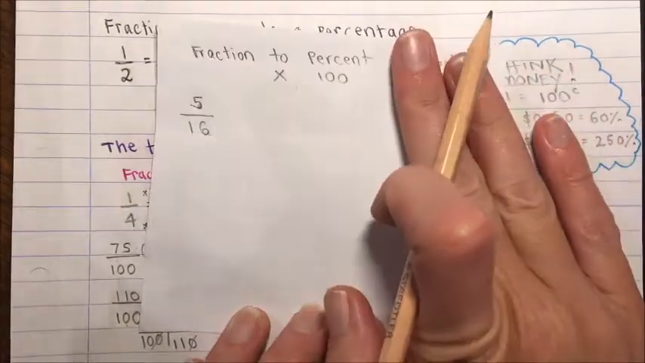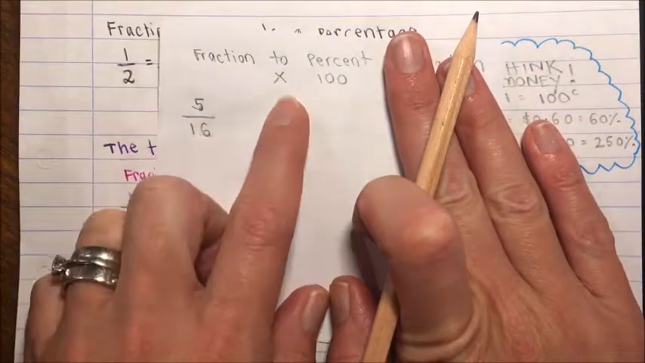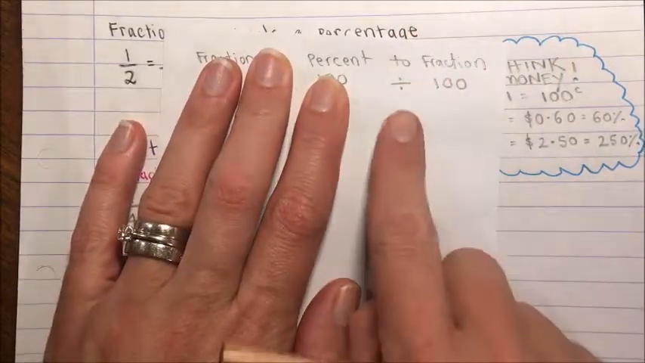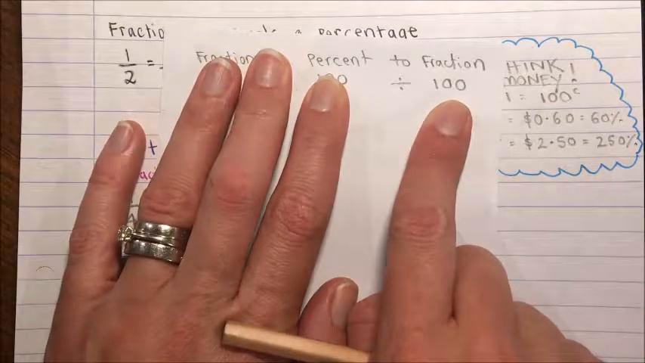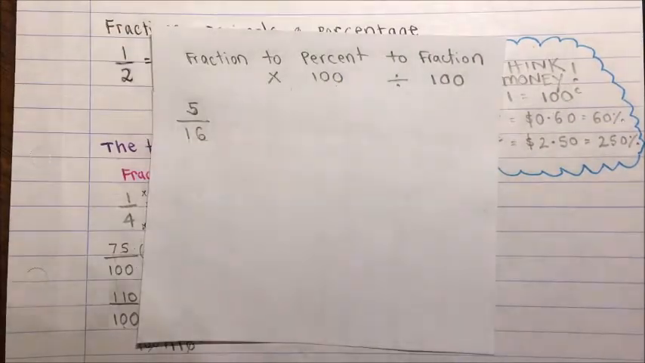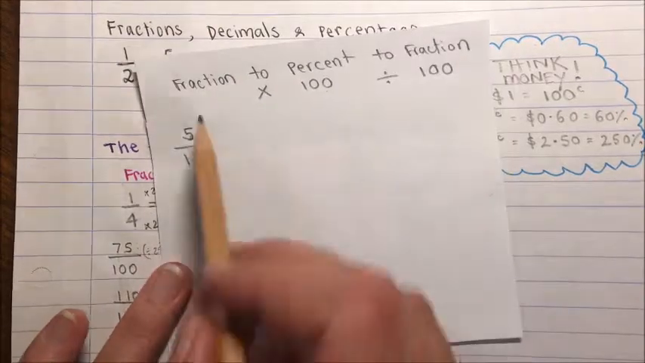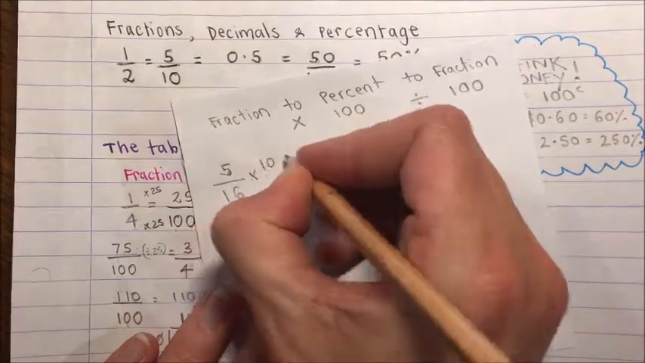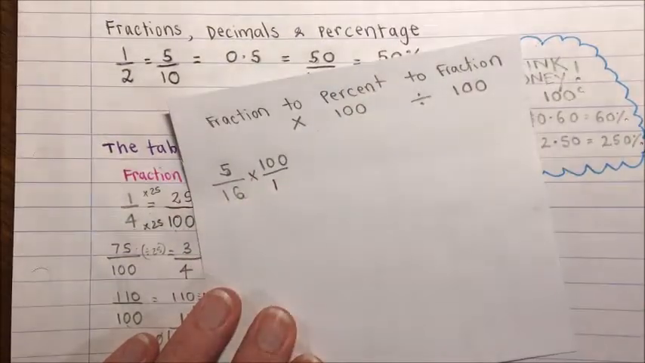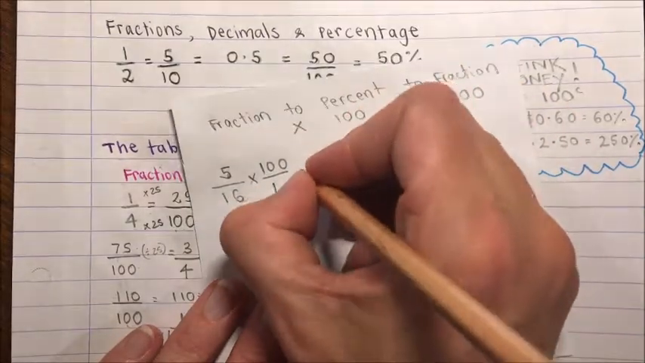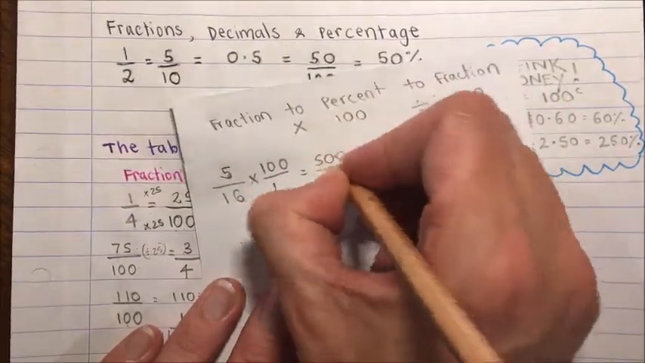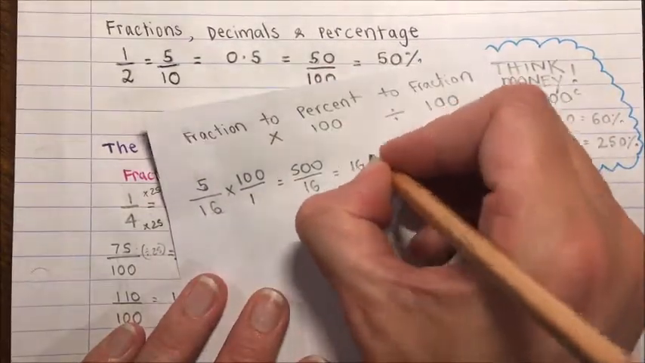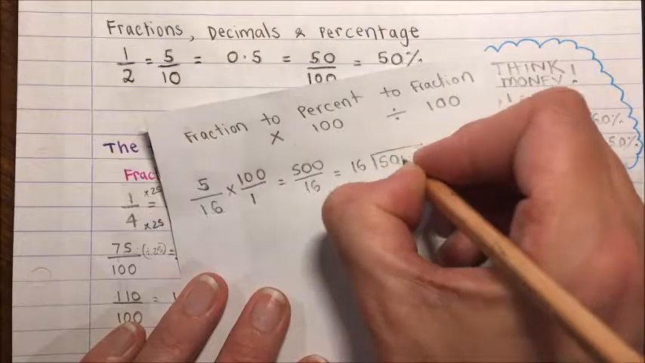Fraction to percent: to convert a fraction to a percent, I times by 100. If I want to convert a percent to a fraction, I'm going to divide by 100. So let's have a little look at 5/16. I'm going to convert 5/16 to a percent. I'm going to times that by 100 over the invisible 1. That's going to equal 500 over 16, which is the same as saying 16 into 500.